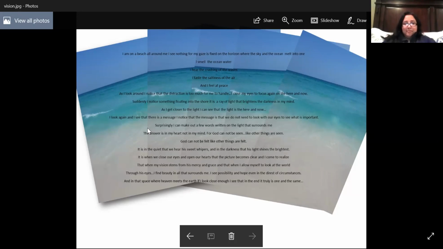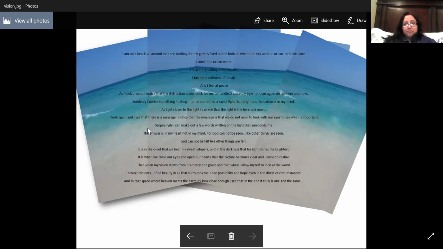First of all, I'm just looking at the picture and how cool that is. It's really neat. I am on a beach. All around me, I see nothing, for my gaze is fixed on the horizon where the sky and the ocean melt into one. I smell the ocean water. I hear the crashing of the waves. I taste the saltiness of the air, and I feel at peace.